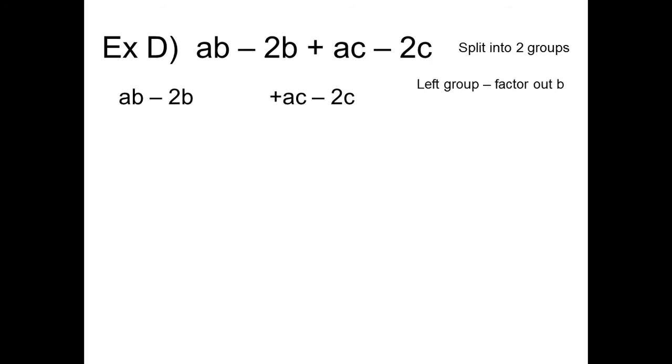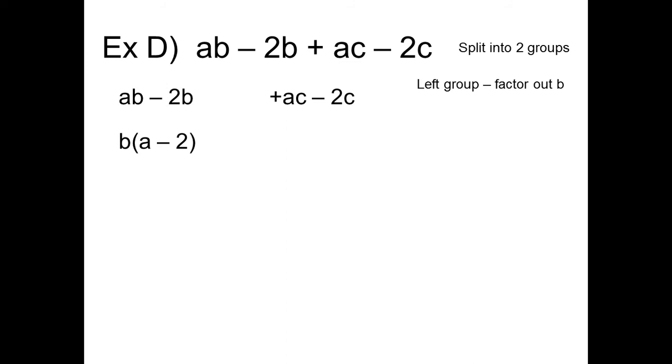So the left group, if I factor out a B, would go in front of a parentheses, and I would have A minus 2 inside. Now to check again, B times A, that is AB, and B times negative 2, that is negative 2B. So I know I did that group correct.